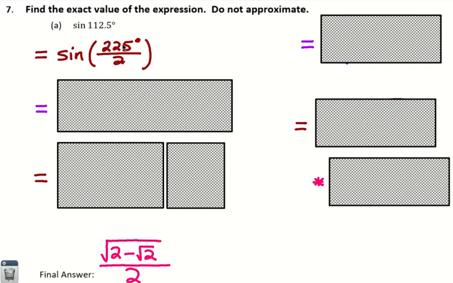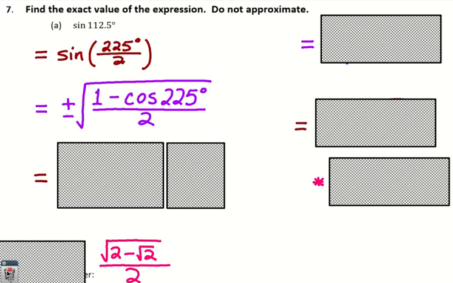This is going to be the same as doing the sine of 112.5. But this points to one of our half angle formulas. And now we can convert this using 225 as our x and change it to this.